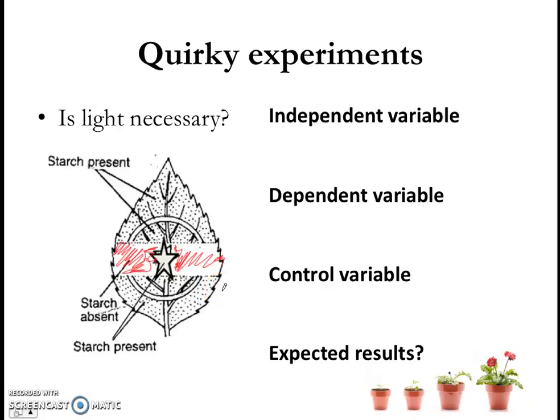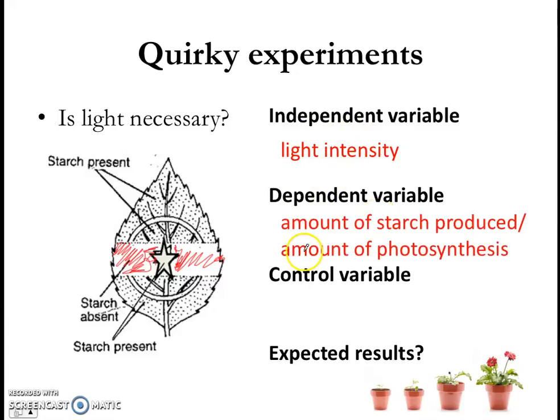Well, the independent variable is light, right? Some parts of the leaf here have light, while other parts that are covered by the black paper have no light. So that's the thing that I'm changing. What's the dependent variable? It is the amount of starch produced, right? At the end of the day, we measure whether there's starch in the leaf or which parts of the leaf have starch. And that also is the amount of photosynthesis, right, that produces that starch. That's the dependent variable.